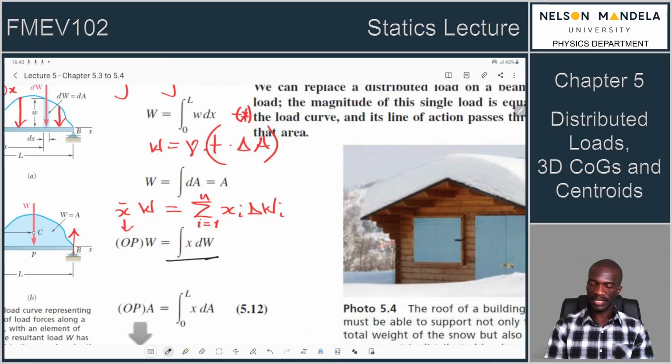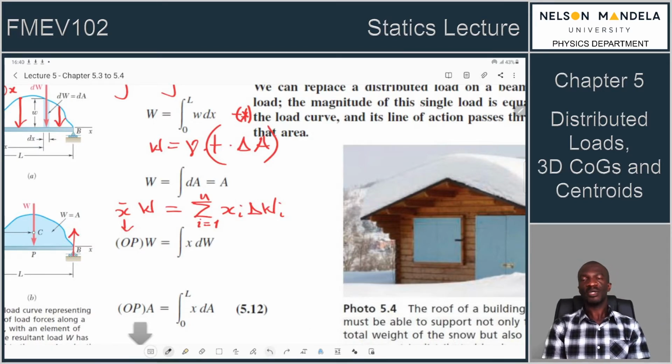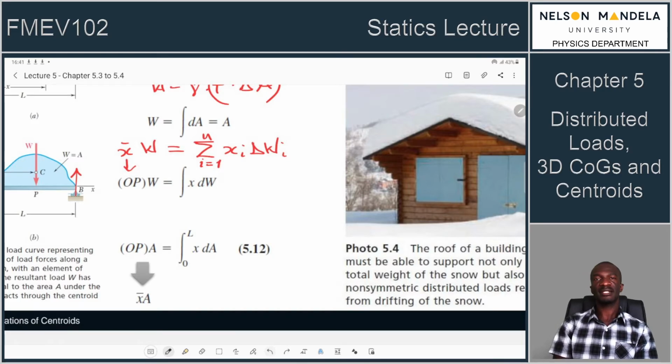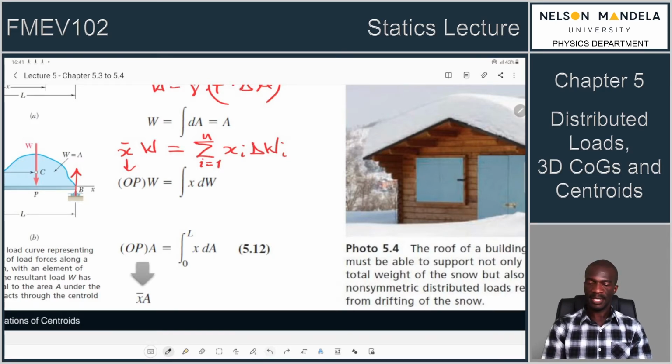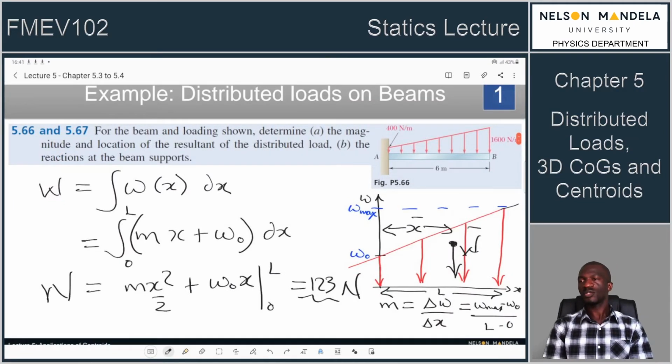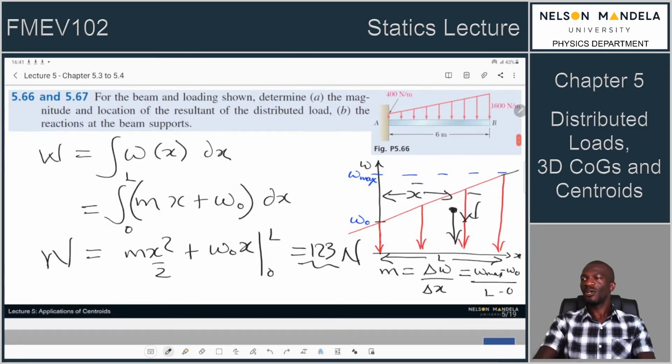It's equal to the integral of what? Of x with respect to W. If you want, you can use it in this format where you've got your x with respect to the area, and you will be able to deduce your x bar. So which means you are just using the same steps as we had before to find these unknowns.